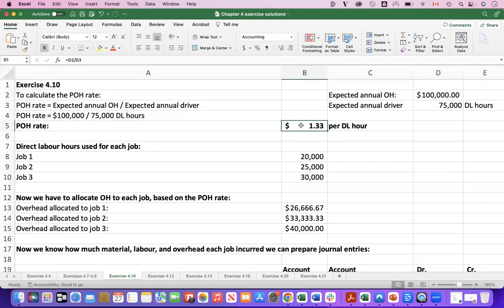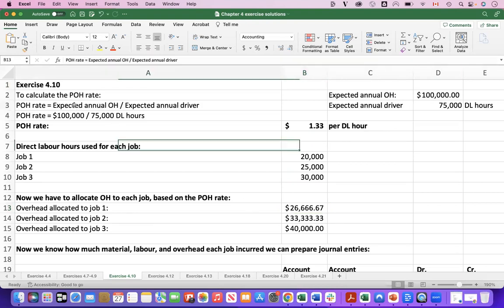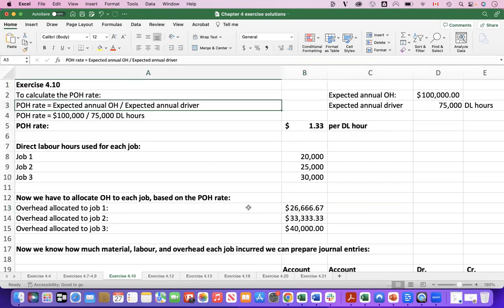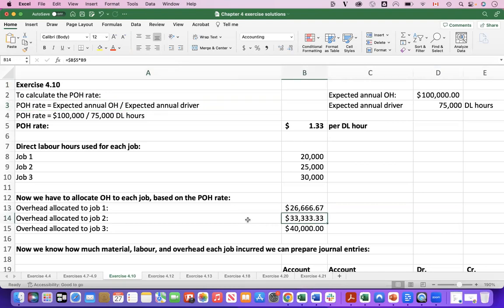So for job one, we're going to allocate based off of this $1.33 per direct labor hour multiplied by the 20,000 direct labor hours incurred. So we're going to allocate to job one $26,666.67 in manufacturing overhead. Remember, this is still an estimate because that predetermined overhead rate is based off of estimated amounts: expected annual overhead, expected annual driver. We're going to estimate that job two incurred $33,333.33 worth of manufacturing overhead.